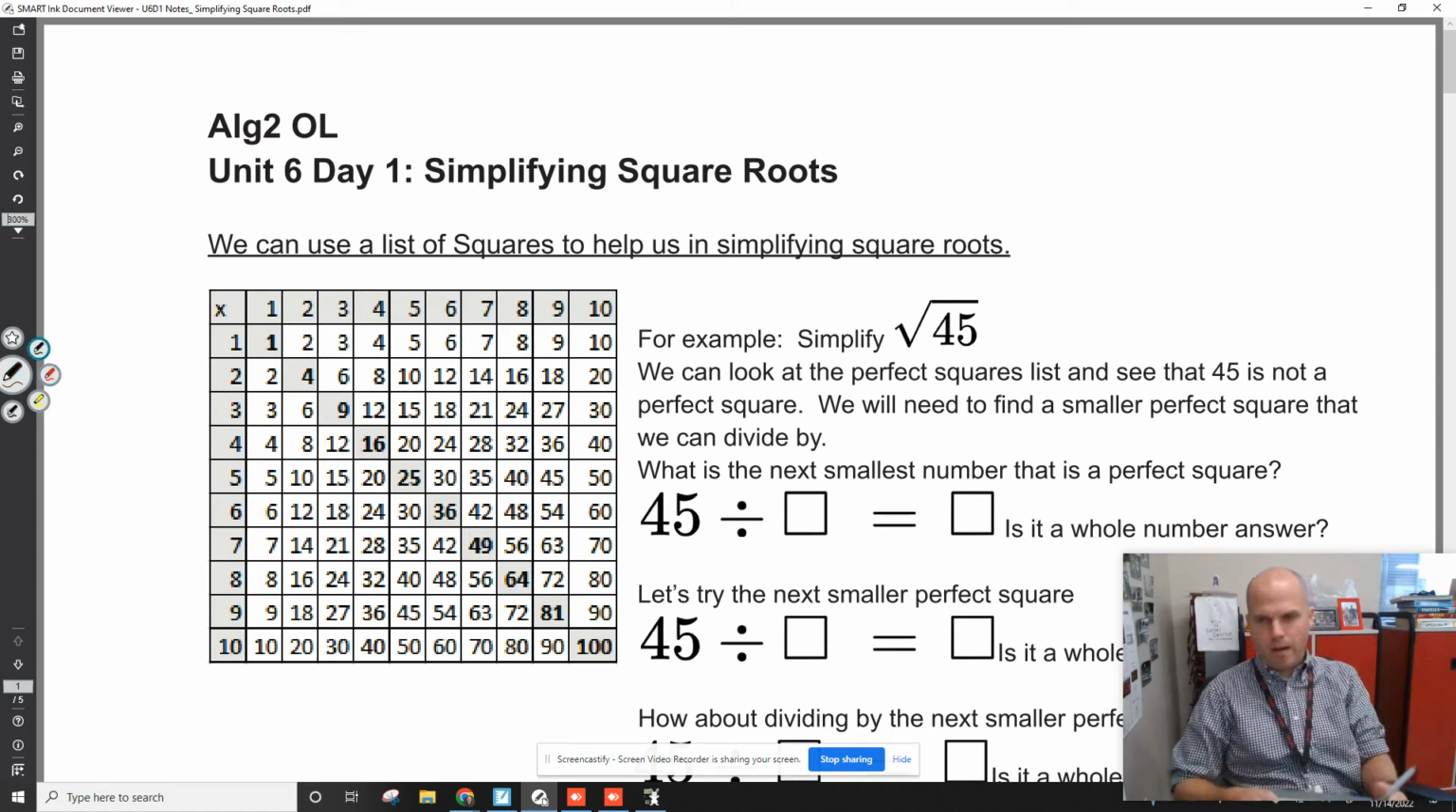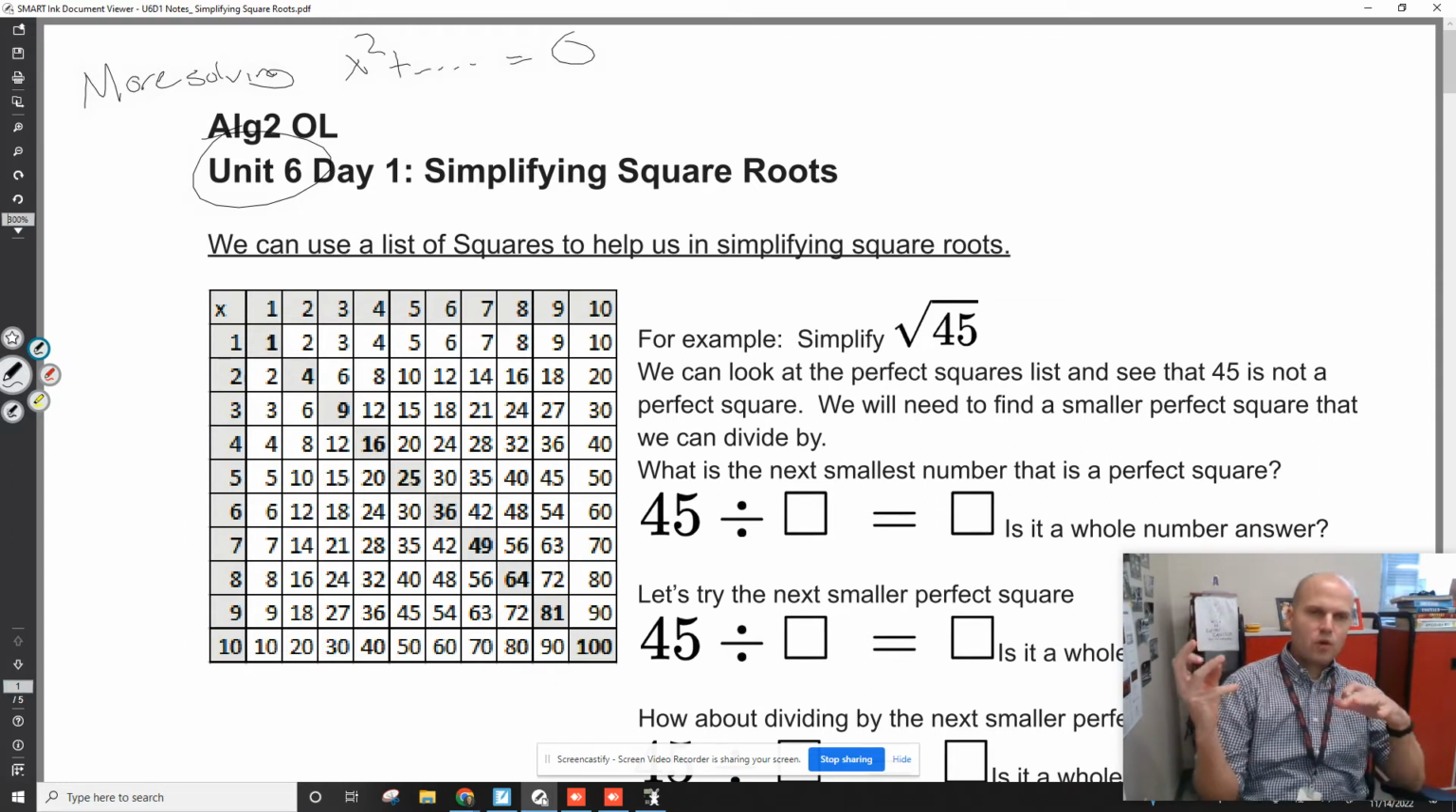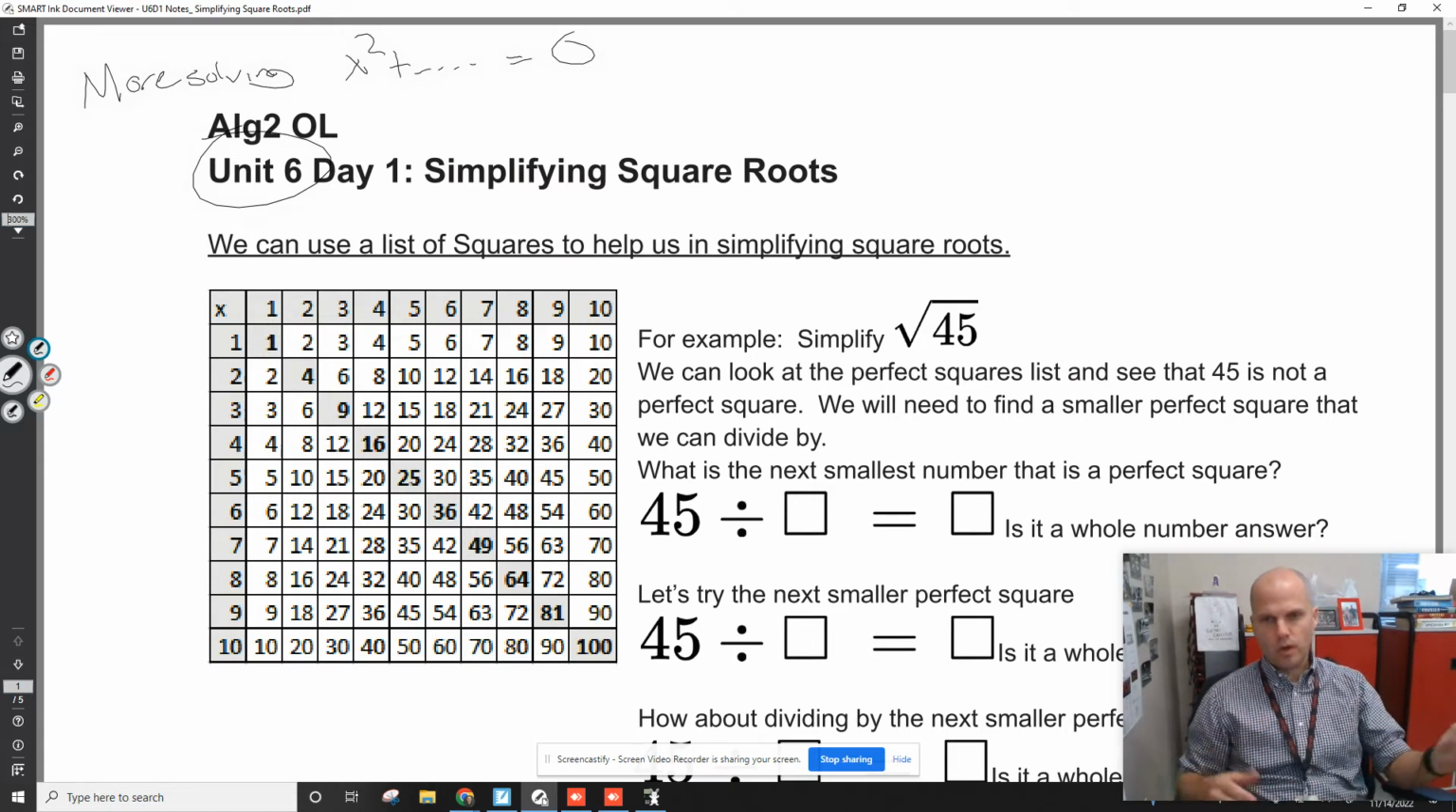We're going to talk about more solving quadratics in this unit, Unit 6. More solving equations with x squared plus some stuff typically equal to 0. But we're going to shift our focus from factoring, which is what we were doing, to undoing the square using a square root. Now, do we know what a square root is?